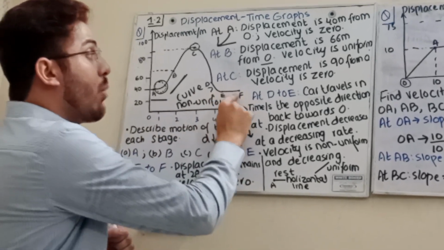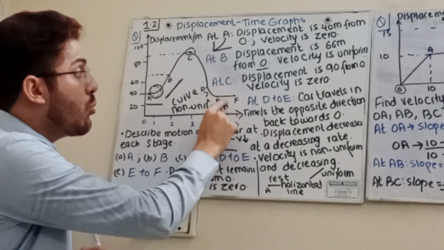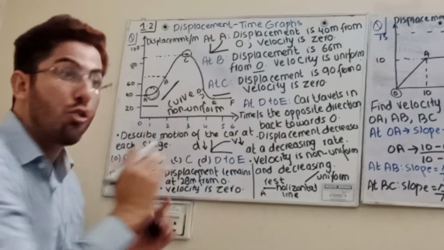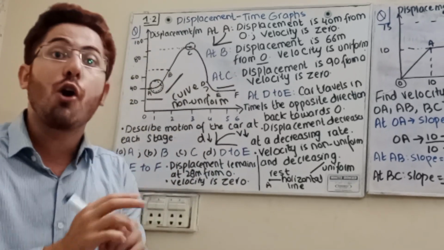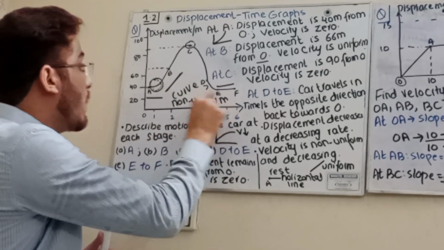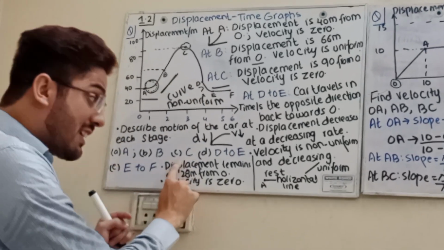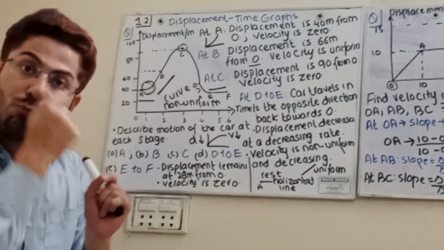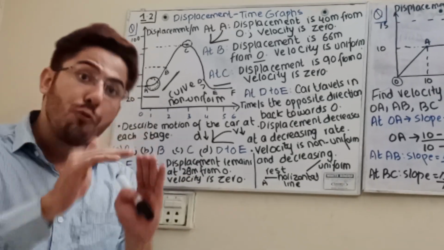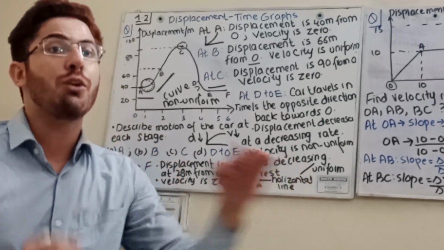Now from E to F, what is happening, student? E to F, again it is a horizontal line. Again, velocity is 0. What is the displacement? Definitely 28. So you are going to see the displacement remains 28 from 0 and velocity is 0. If you see a horizontal line, student, velocity is 0.